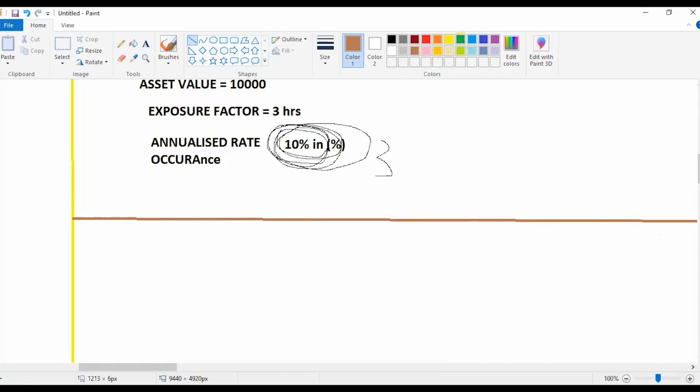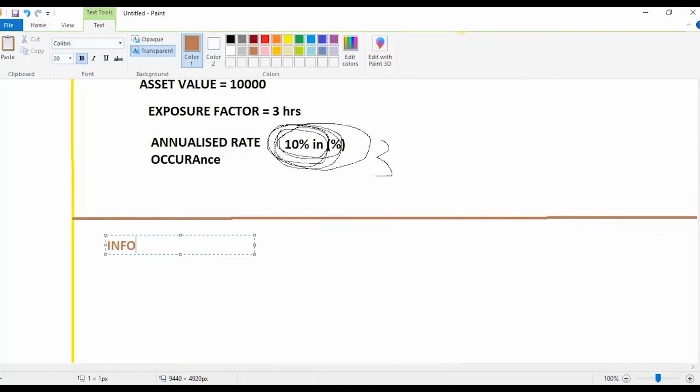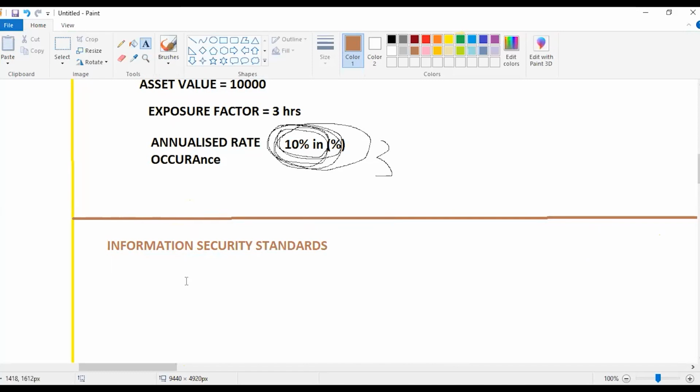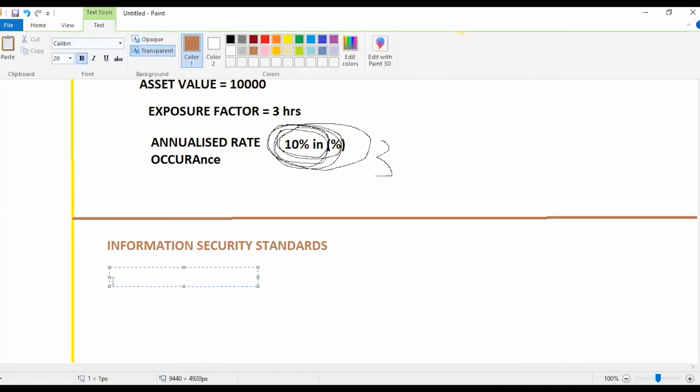And now we're going to do information security standards. What are they? They are the standards, policies and procedures which all organizations must follow to maintain security in the IT field. The first one is PCI DSS, Payment Card Industry Data Security Standard.